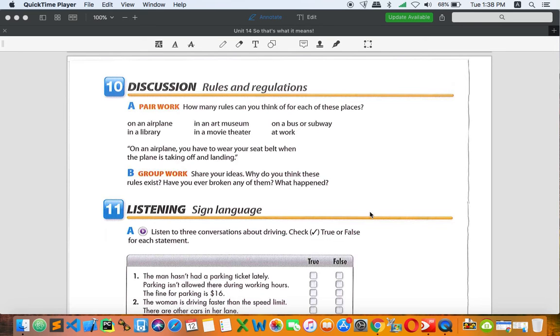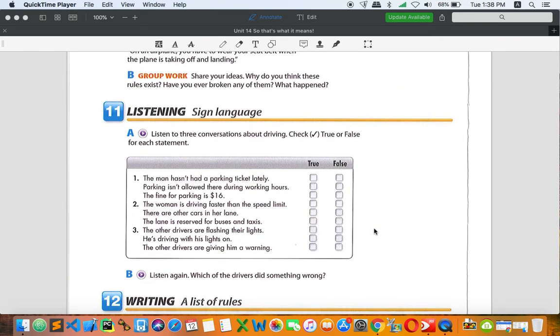All right, so let's go to activity number 11, sign language. In this activity, everybody, it is about conversations.